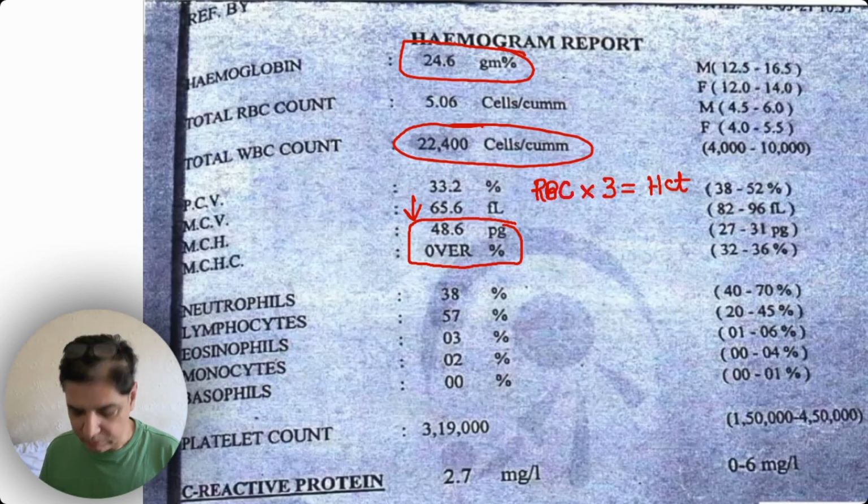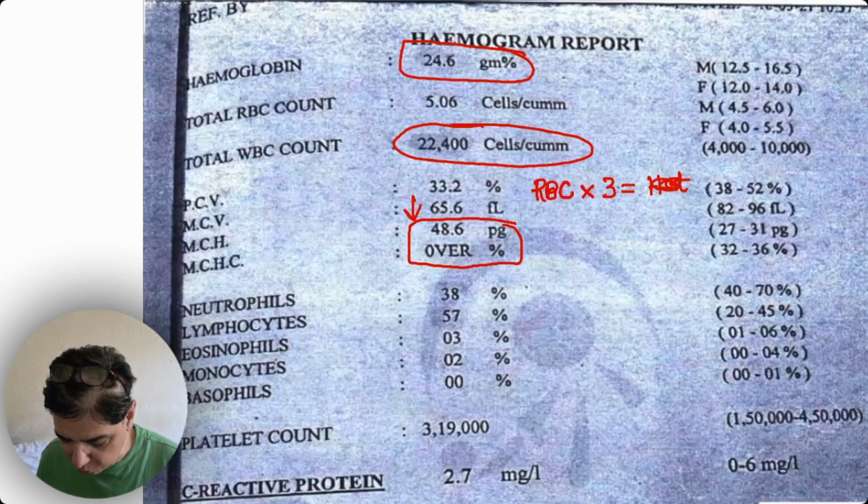No, sorry, that should be, not hematocrit. That should be equal to your hemoglobin, sorry, HB. And HB multiplied by 3 should be equal to your hematocrit.